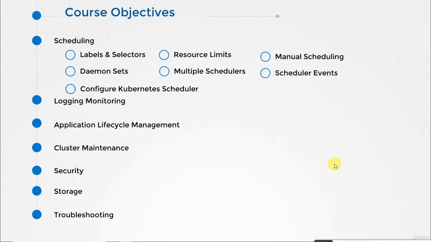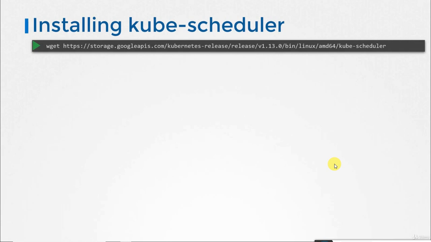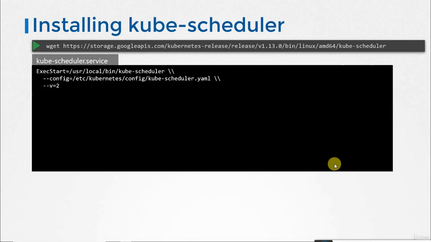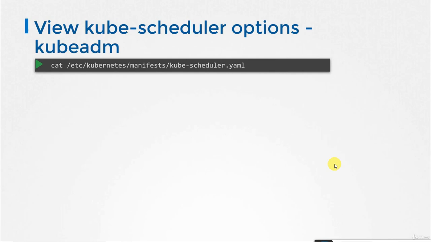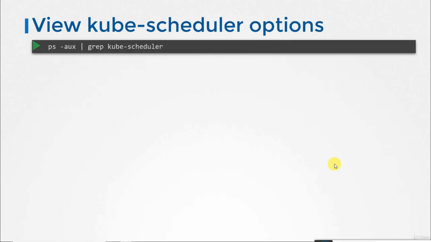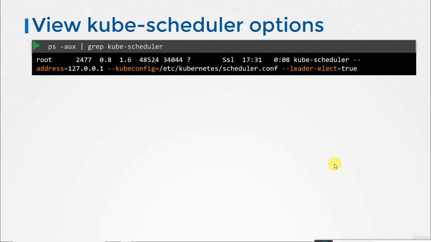So how do you install the kube-scheduler? Download the kube-scheduler binary from the Kubernetes release page, extract it, and run it as a service. When you run it as a service, you specify the scheduler configuration file. So how do you view the kube-scheduler server options? Again, if you set it up with the kubeadm tool, the kubeadm tool deploys the kube-scheduler as a pod in the kube-system namespace on the master node. You can see the options within the pod definition file located at the Kubernetes manifest folder. You can also see the running process and the effective options by listing the process on the master node and searching for kube-scheduler.